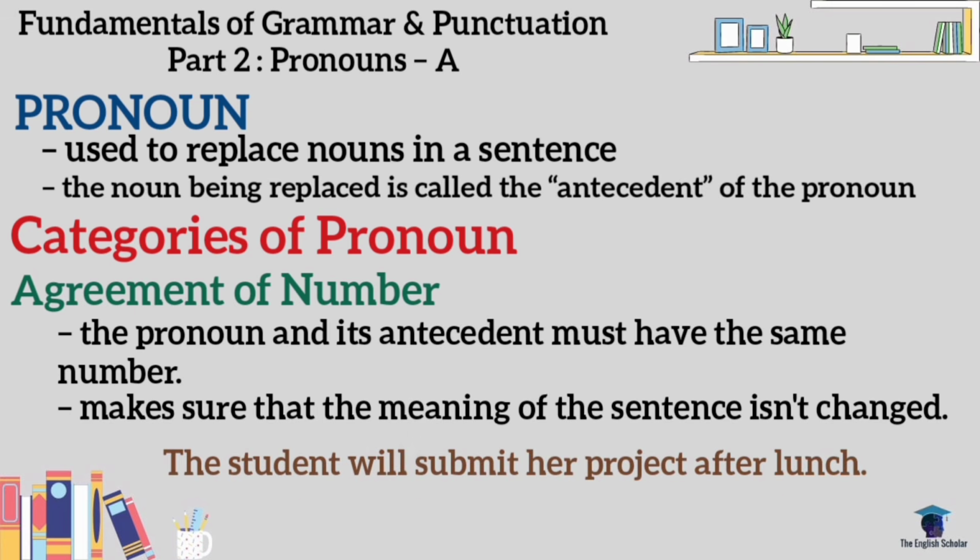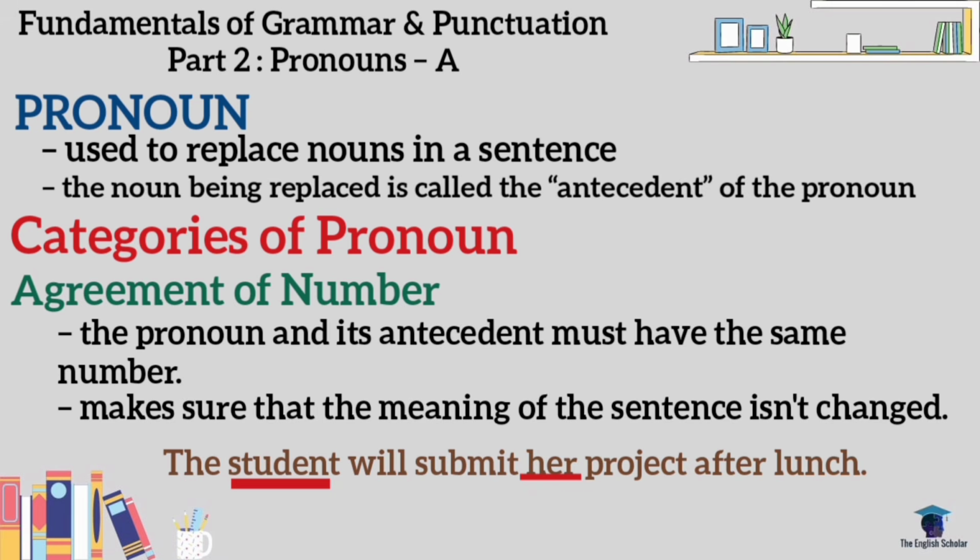The student will submit her project after lunch. Student here is a noun and is our subject. Student is singular. Therefore, the pronoun that we use to replace the student is singular as well, which is her. We can also use his, but for this sentence, we use her. This does not mean that we automatically use her. It always depends on the gender of the person you are talking about. So, our antecedent, which is a student, is singular, and our pronoun is singular too.